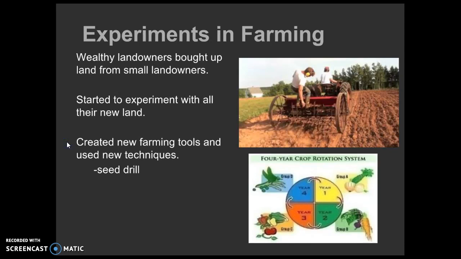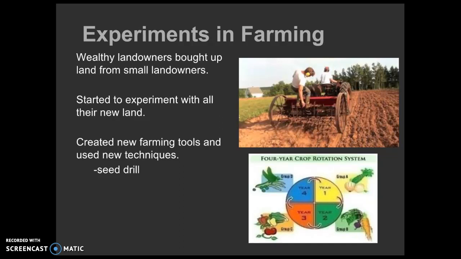One of the new farming tools was the seed drill, which you see up in the top right corner. Farmers used to plant seeds by putting a bunch of seeds in the palm of their hand and just throwing them. That was called broadcast seeding. But it really didn't work well because the wind would blow and the seeds would blow away. Birds would eat the seeds out of the ground, so a lot of the seeds never even grew.